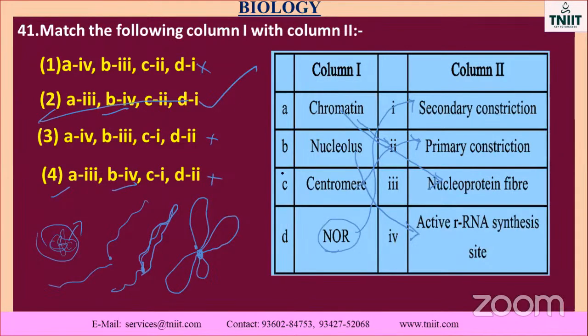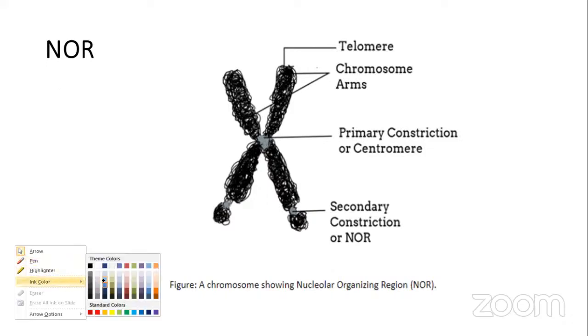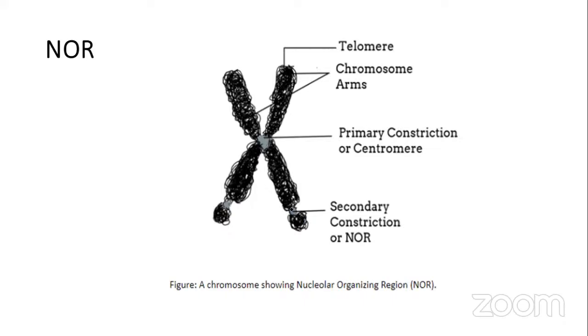How it will be there? See the next, the solution part, you will get it. This is considered NOR. Nuclear organization region is simply called NOR. What is the meaning of this one? It is nothing but the secondary construction. So you must note it down. This is very, very important.